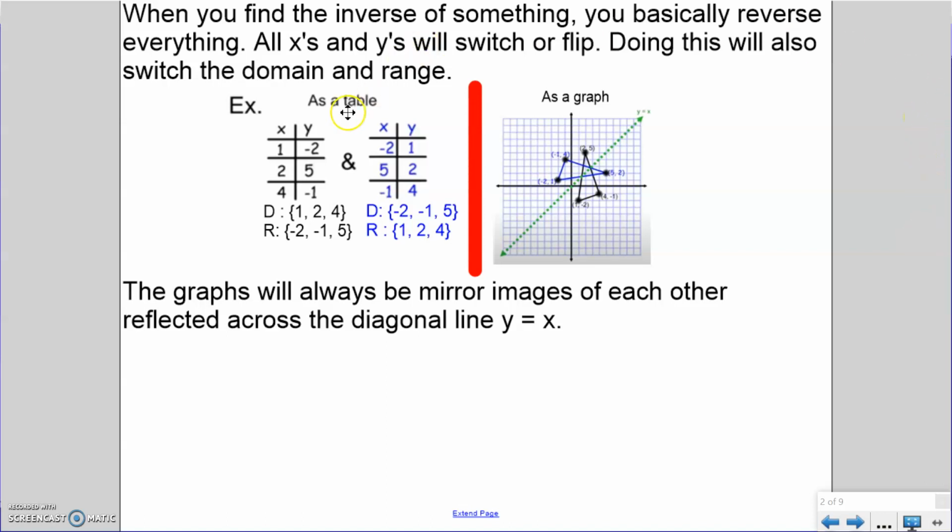For example, here's a table. We have 3 points: (1, -2), (2, 5), (4, -1). So for this, the domain, the x's, is 1, 2, 4. In the range, the y's are -2, 5, -1. I put them in the correct order here.